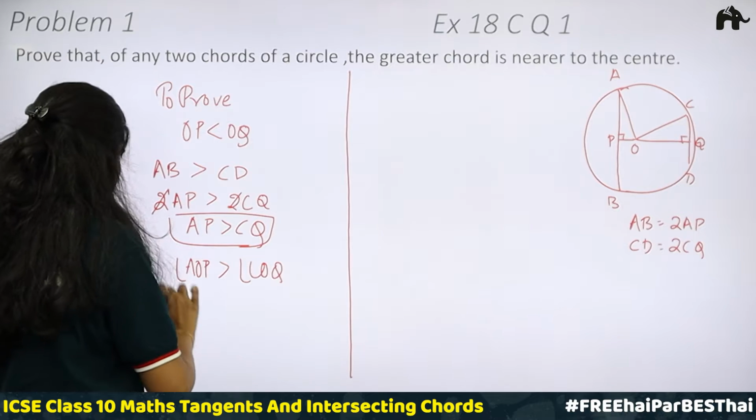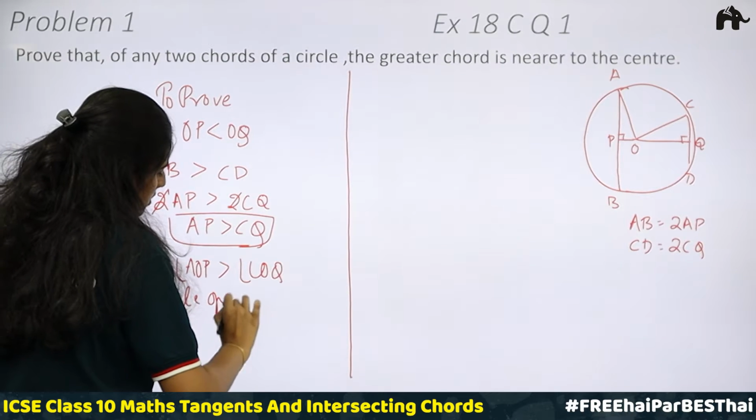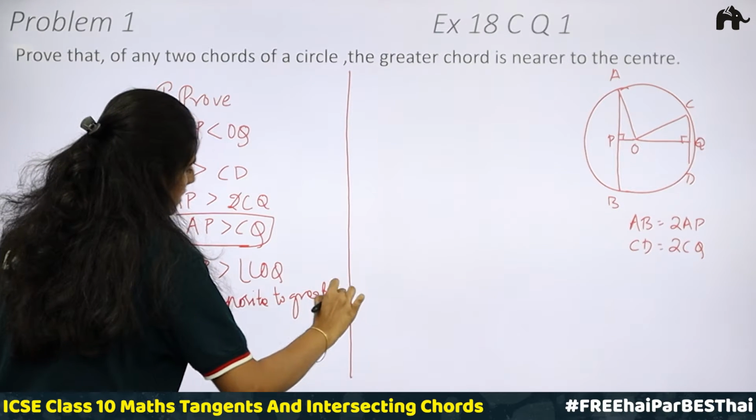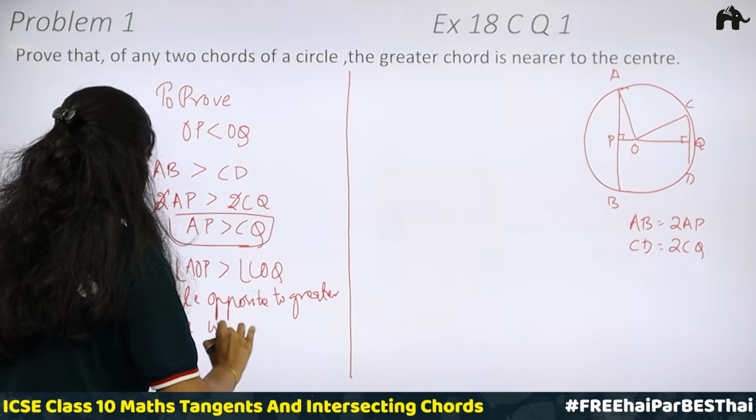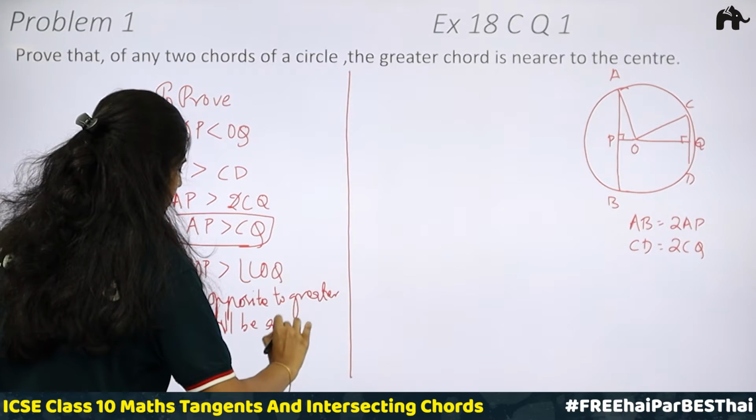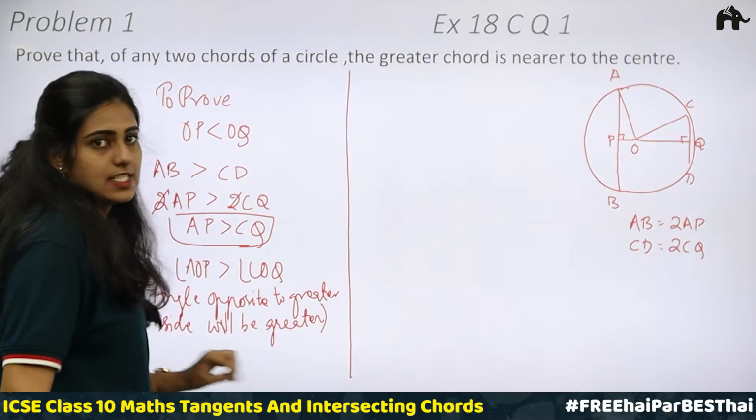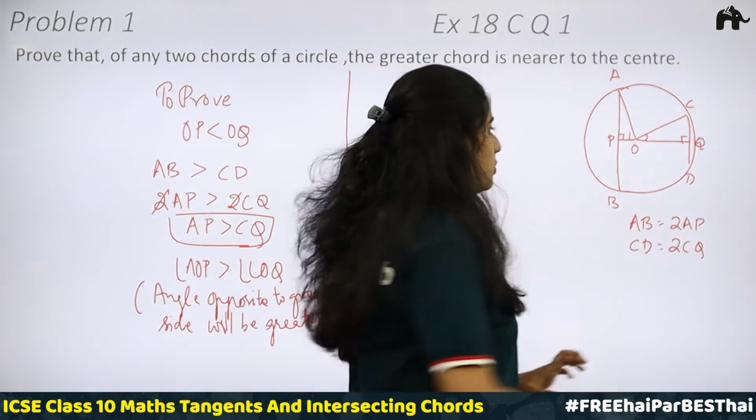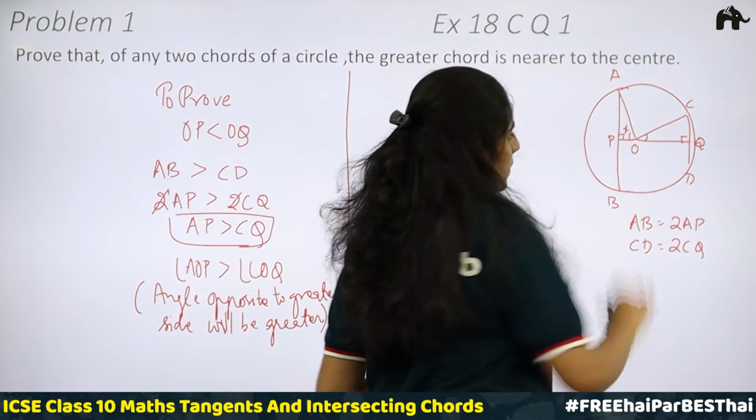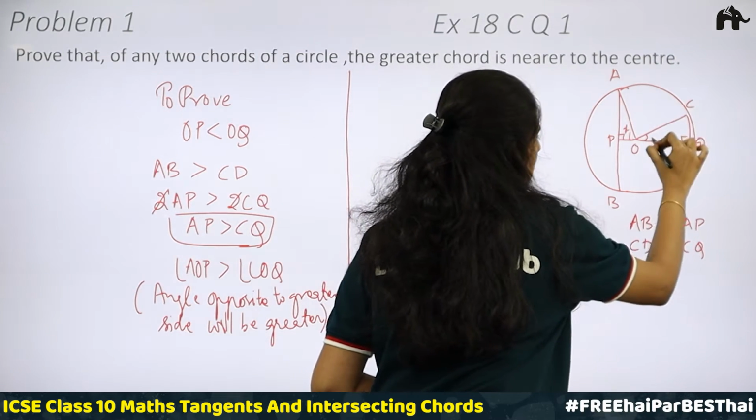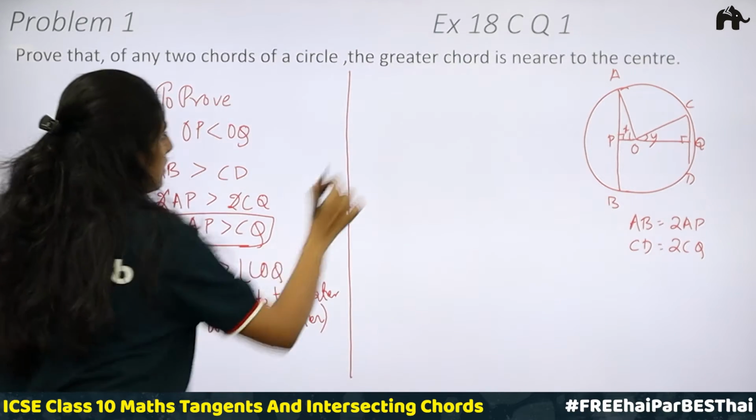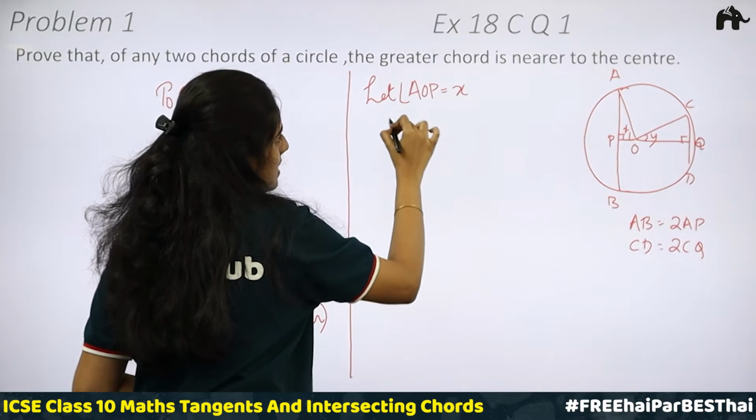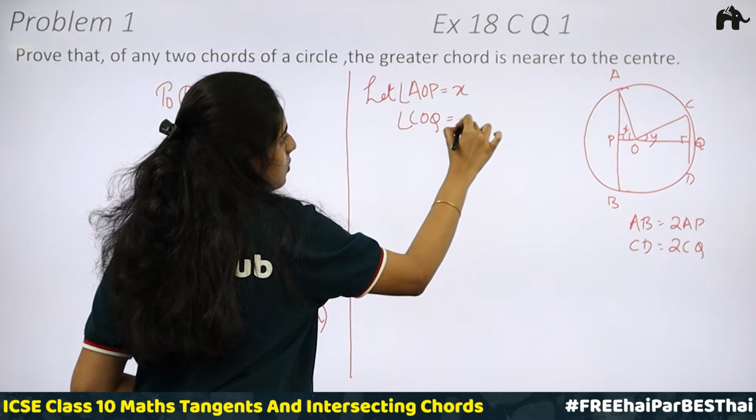What is the reason? Angle opposite to greater side will be greater. So, we will be getting this angle and this angle. Now, I am putting this angle AOP as some X and this angle COQ as Y. Let angle AOP be equal to X and angle COQ be equal to Y.